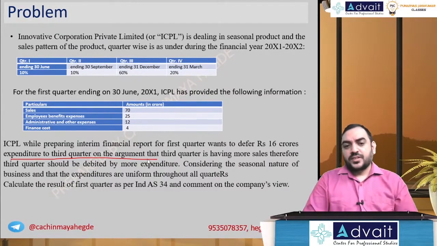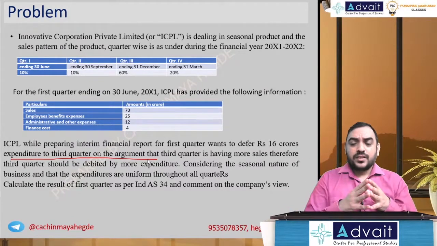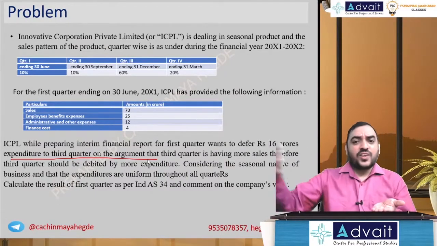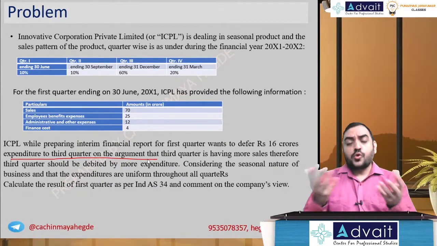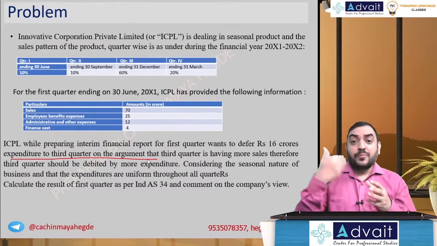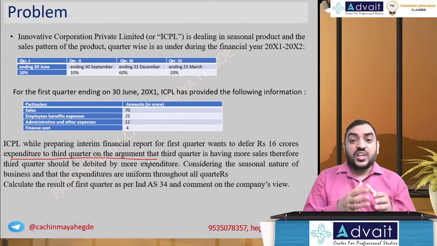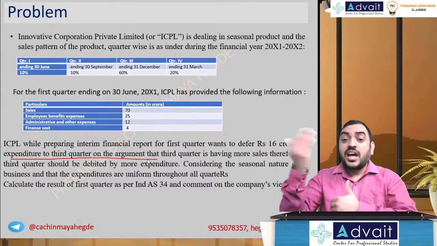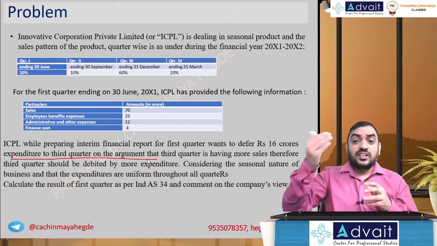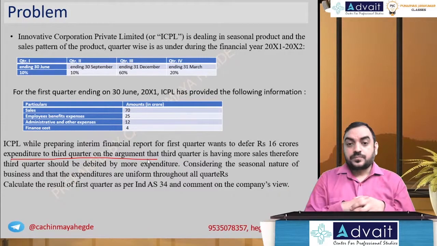So, what do you think? Do you think a company can defer the expenditure? Can they say like this? I am into seasonal business. I pay my rent 1 lakh, 1 lakh, 1 lakh throughout the 12 months, so my total annual rent is 12 lakhs. But in the third quarter, I'm going to have more sales. So, first quarter, I will recognize only 25,000 rent, and remaining I will recognize in third quarter, where I'll recognize more rent. Can they do it? Answer is no.